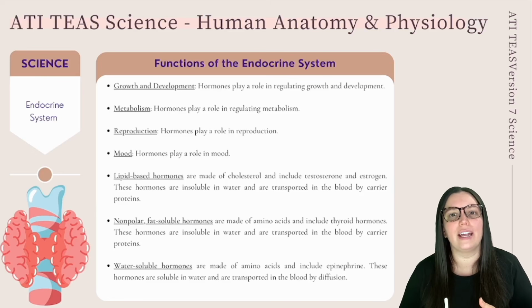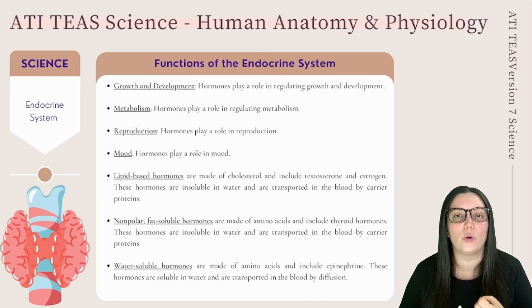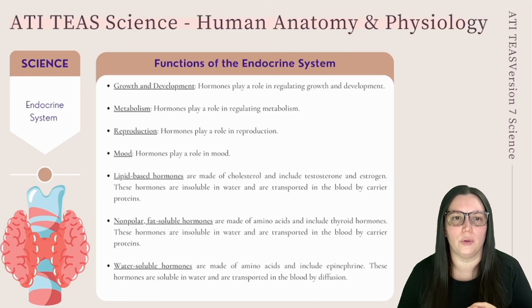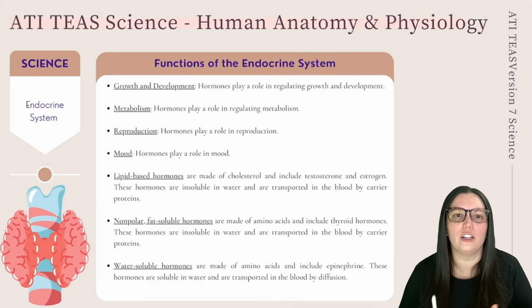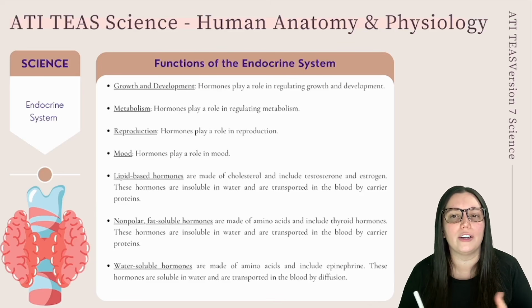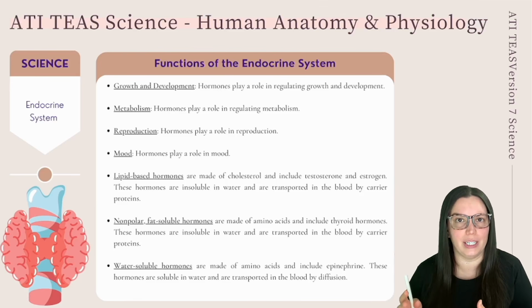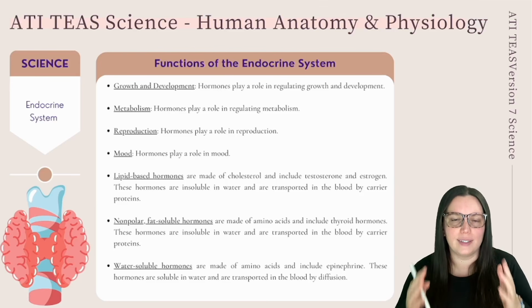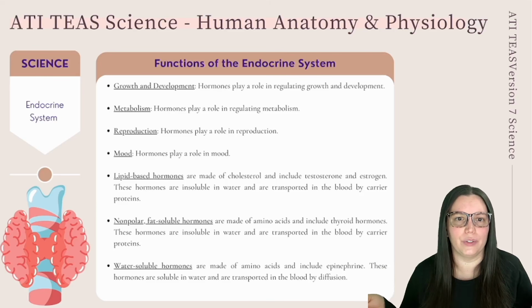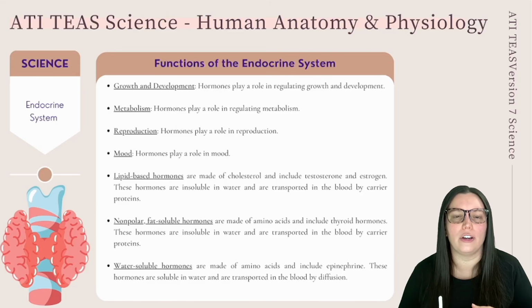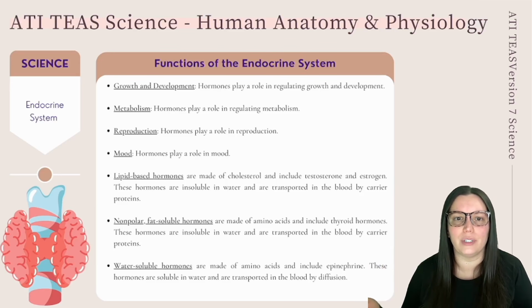Many hormones from the endocrine glands have different chemical structures, including lipid-based hormones, nonpolar fat-soluble hormones, as well as water-soluble hormones. So let's break each one of these down. Lipid-based hormones are made up of cholesterol and include testosterone as well as our estrogen. These hormones are insoluble in water and are transported in the blood by carrier proteins. Nonpolar fat-soluble hormones are made of amino acids, and that includes our thyroid hormones. These hormones are insoluble to water and are transported in the blood again by those carrier proteins.